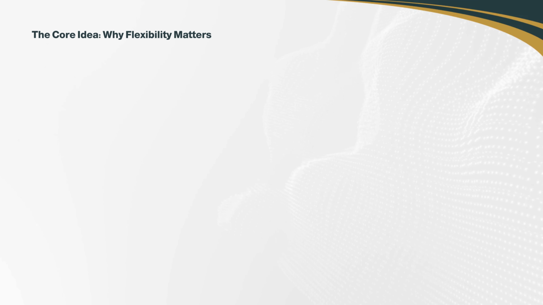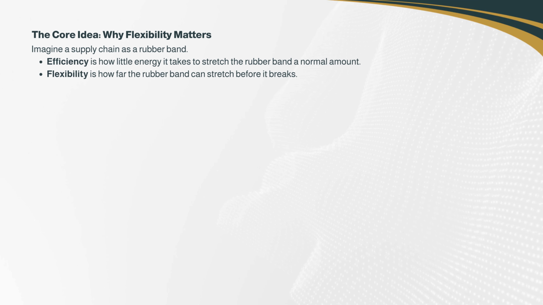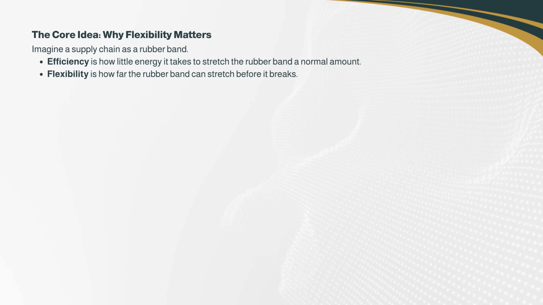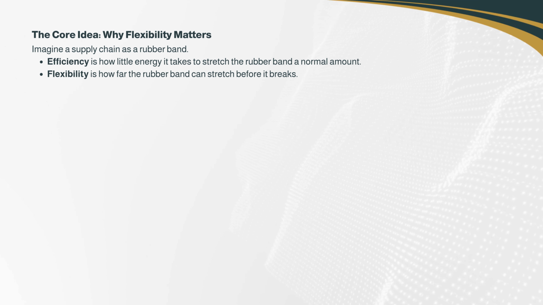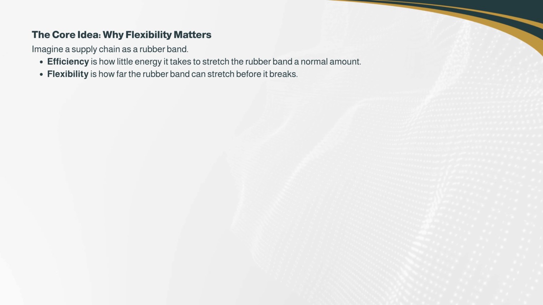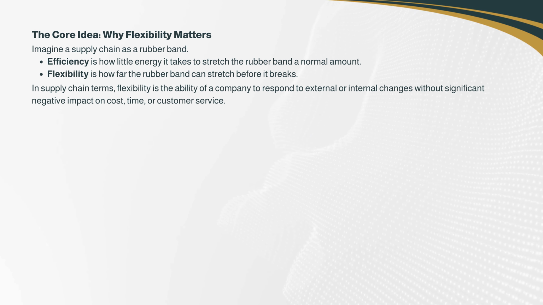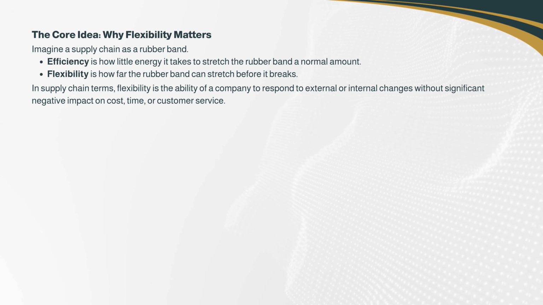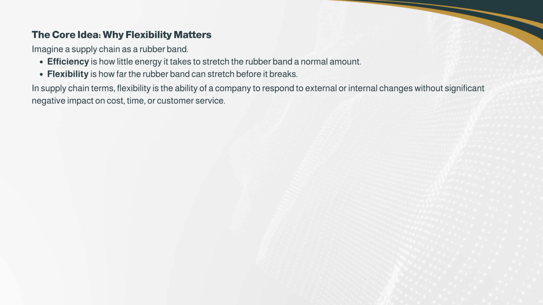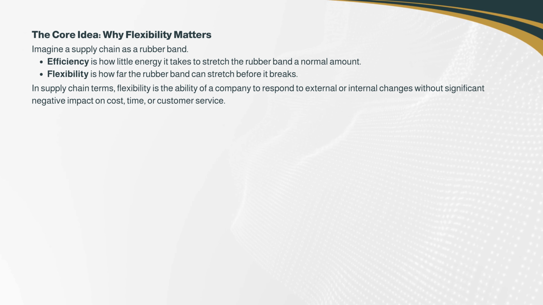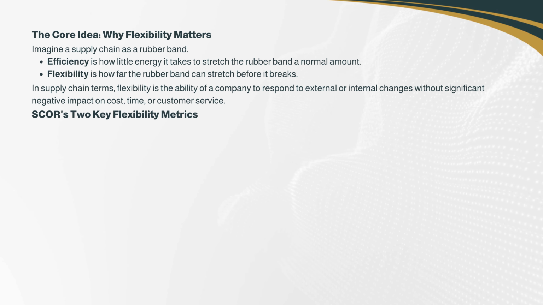The core idea: why flexibility matters. Imagine a supply chain as a rubber band. Efficiency is how little energy it takes to stretch the rubber band a normal amount. Flexibility is how far the rubber band can stretch before it breaks. In supply chain terms, flexibility is the ability of a company to respond to external or internal changes without significant negative impact on cost, time, or customer service.